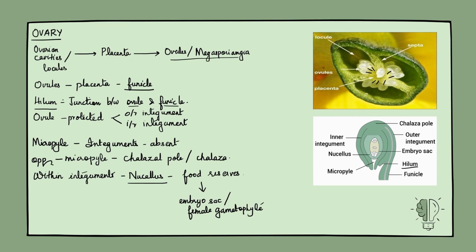Around the ovule, you will find two protective layers, an outer integument and an inner integument. And the region where the integuments are absent is called micropyle, and opposite to the micropyle, you will find the chalazal pole or chalaza. Now within the integuments, there is a region called nucellus that contains food reserves which provides nourishment to the developing embryo sac or female gametophyte.